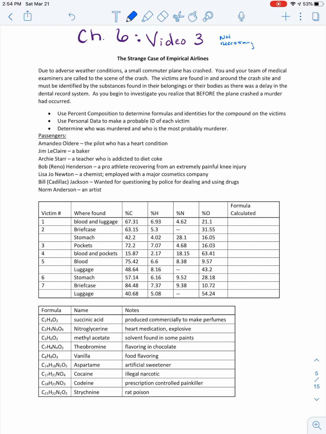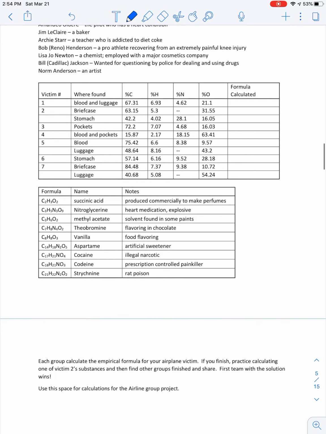Okay, so this is chapter 6, video 3. Just be aware that this video is not necessary. It is kind of fun, but not necessary. I don't want people to be overly focused on this. What this does is give you extra practice on percent composition, which was in the first video. And it's kind of fun.